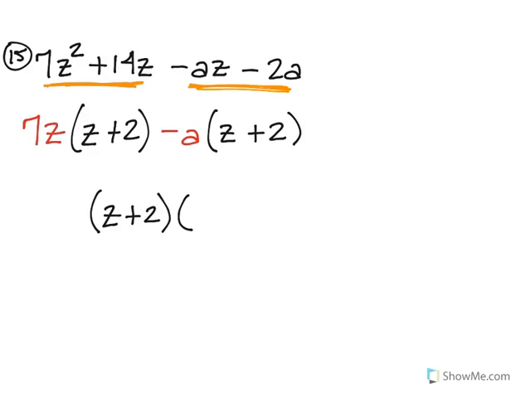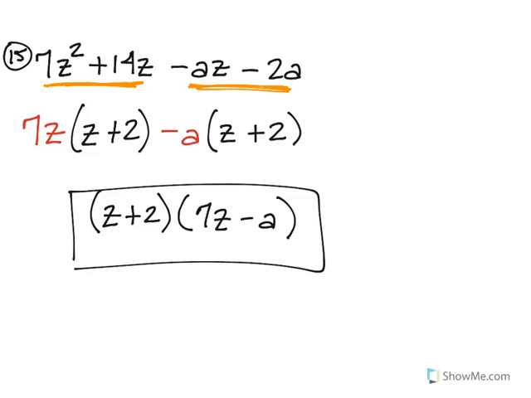Z plus 2 and 7Z minus A. Do y'all see that? Now, it doesn't matter which parentheses you write first. It's multiplication. That doesn't matter. Do y'all see that? So I'm showing you grouping just in case there's one on the final exam because I don't remember. But we don't focus on grouping like that. Okay? Questions?